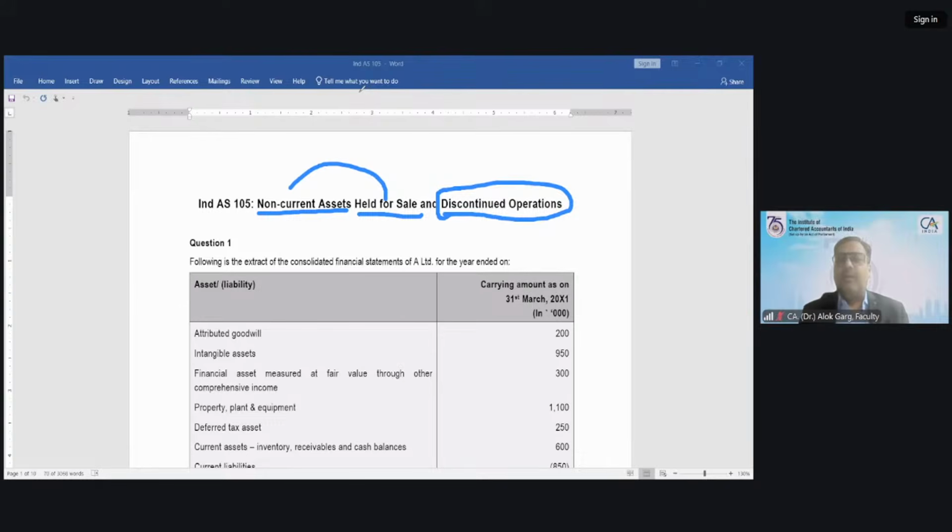It's immediate sale in present condition, ISPC, and also HP, that is, the sale is highly probable. Yes, ISPC: the asset or the disposal group is available for immediate sale in present condition, and the sale must be highly probable.